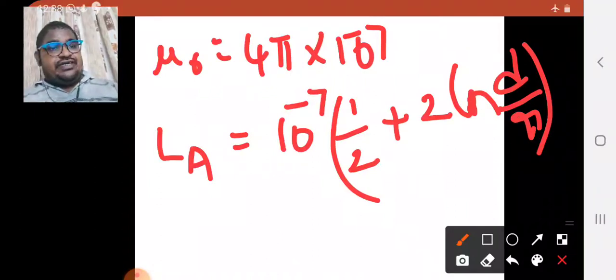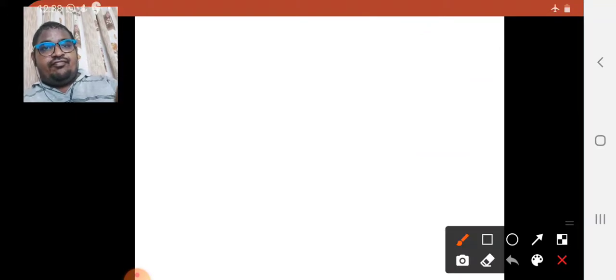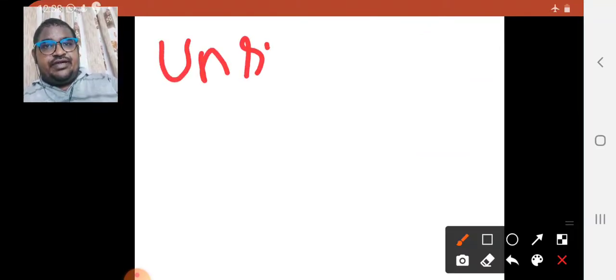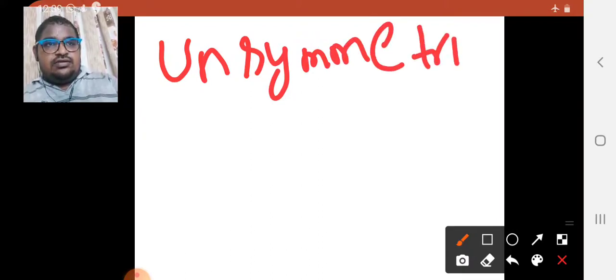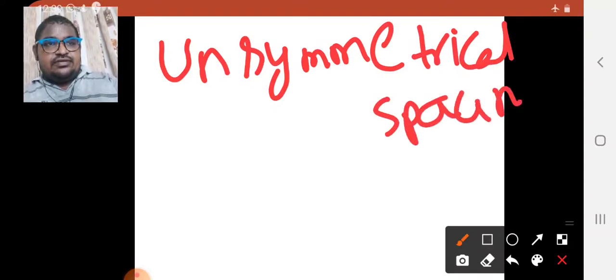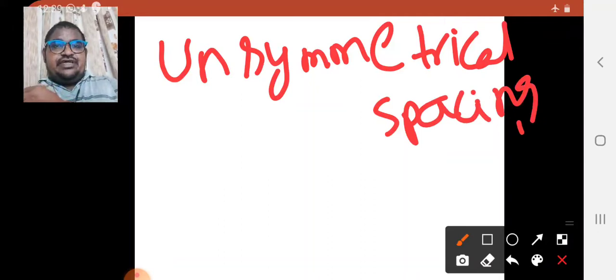Suppose for unsymmetrical spacing, unsymmetrical spacing in the sense when three phase line conductors are not equidistant from each other, the conductor spacing is said to be unsymmetrical. Under such conditions, the flux linkages and inductance of each phase are not the same.